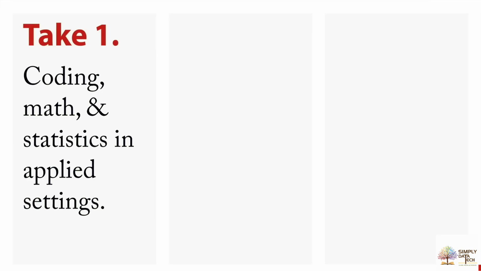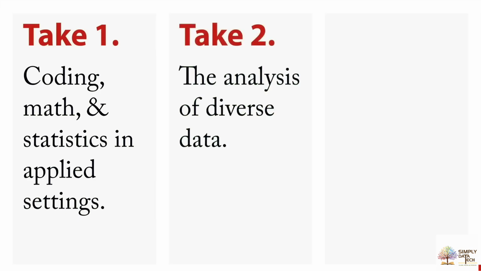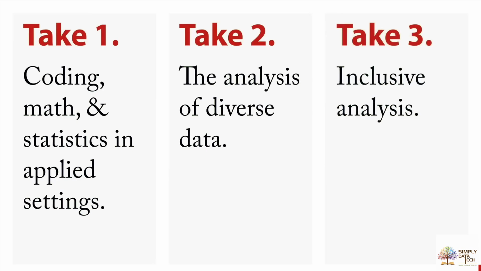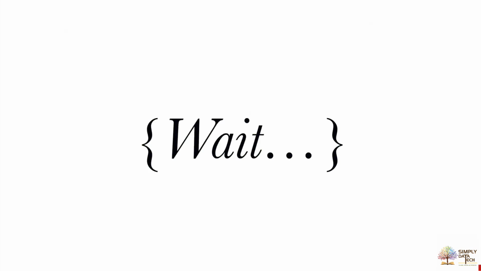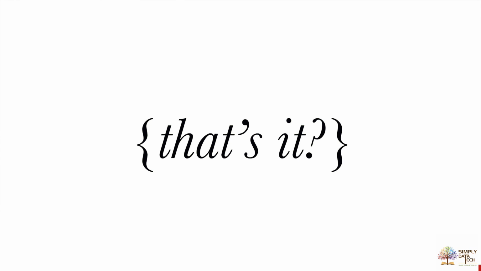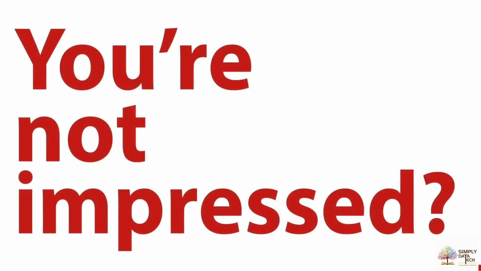But if you want to be a little more concise, I've got take two on a definition, that data science is the analysis of diverse data, or data that you didn't think would fit into standard analytic approaches. A third way to think about it is that data science is inclusive analysis. It includes all of the data, all of the information that you have in order to get the most insightful and compelling answer to your research questions. Now, you may say to yourself, wait, that's it? Well, if you're not impressed, let me show you a few things.